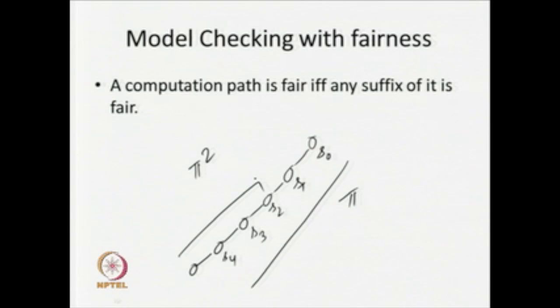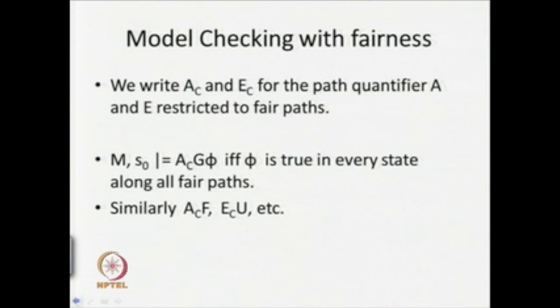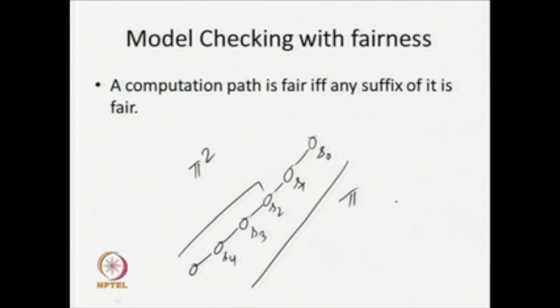So, that is why you can say that if in our formula we are looking at AC G phi. Okay. So, we are saying AC G phi. Now, if I say AC G T, what does this mean? That means in all states, we know that it is labeled with the truth value true.